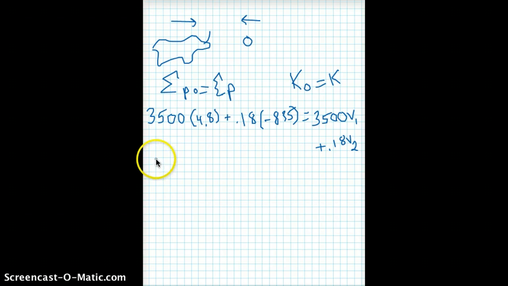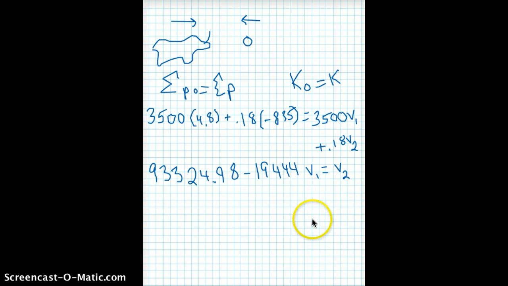And if we write out our numbers, I have them written out here. You're going to end up with 93,324.98 minus 19,444.4 V1 equals V2. So you have an equation that you can solve for V2. I'm going to go ahead and write it out here. Okay, so that's one equation with two unknowns.